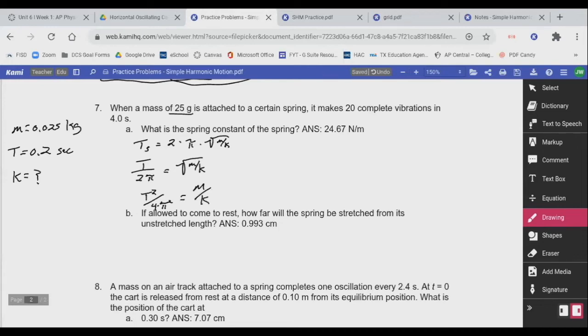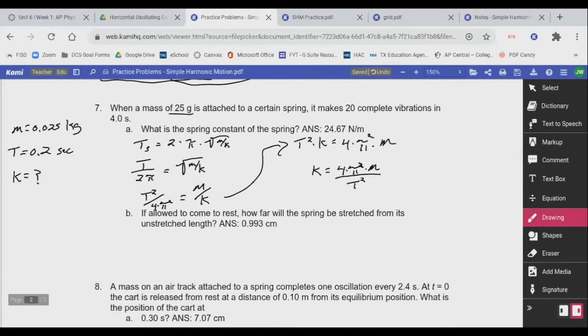If I'm doing this the long way for anybody that sometimes gets math challenged, the easy way to continue to solve this: when you have a fraction equal to a fraction, you can cross multiply, and that's a valid thing to do. So T squared times K is equal to 4 times pi squared times M. Divide both sides by T squared. K equals 4 times pi squared times M over T squared. Make sure you can see that square. So that's how we would solve for K. It's a simple rearrangement of the formula.